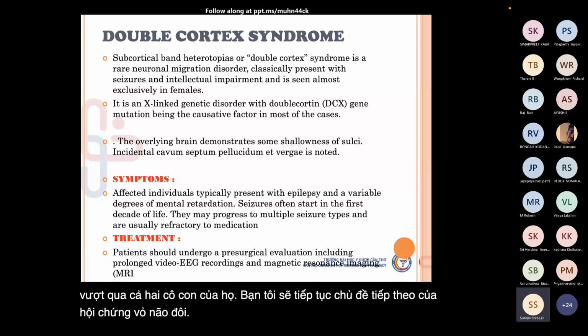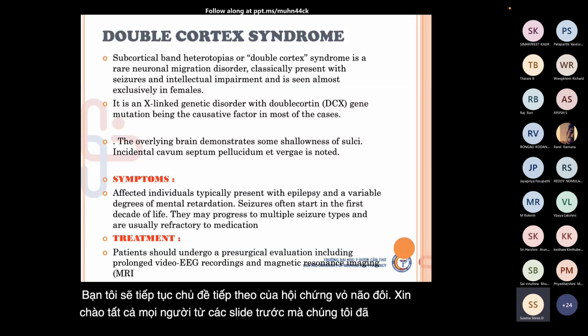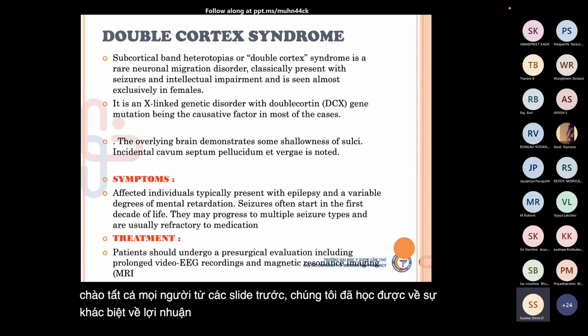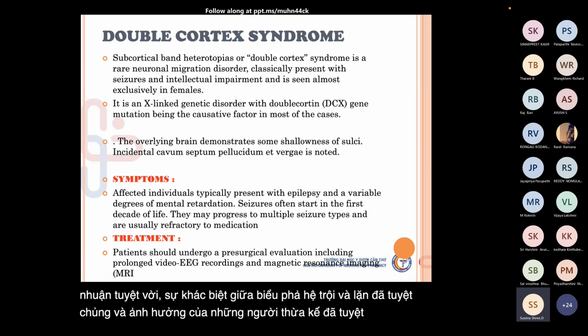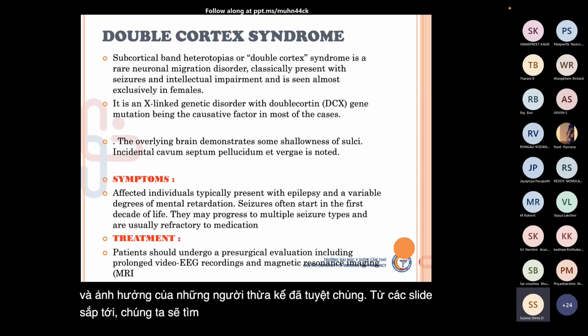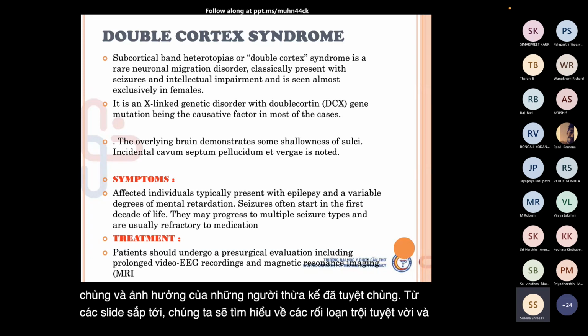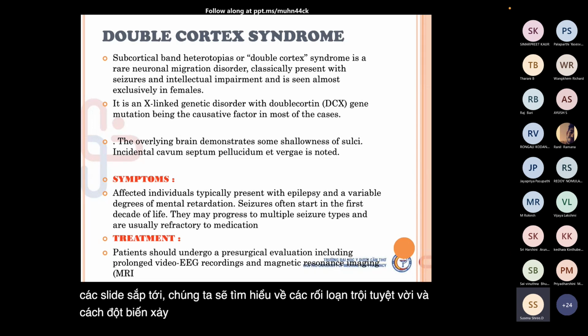Hello everyone. From the previous slides, we have learned about X-linked inheritance, the difference between X-linked dominant and recessive, the pedigree chart, and the effects of X-linked inheritance. In the upcoming slides, we are going to learn about X-linked dominant disorders and how the mutation occurs on the genes of the X chromosome. So let's start.